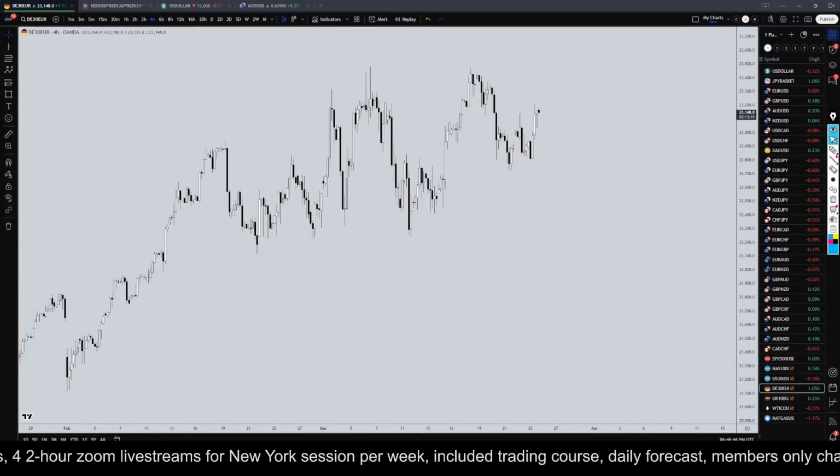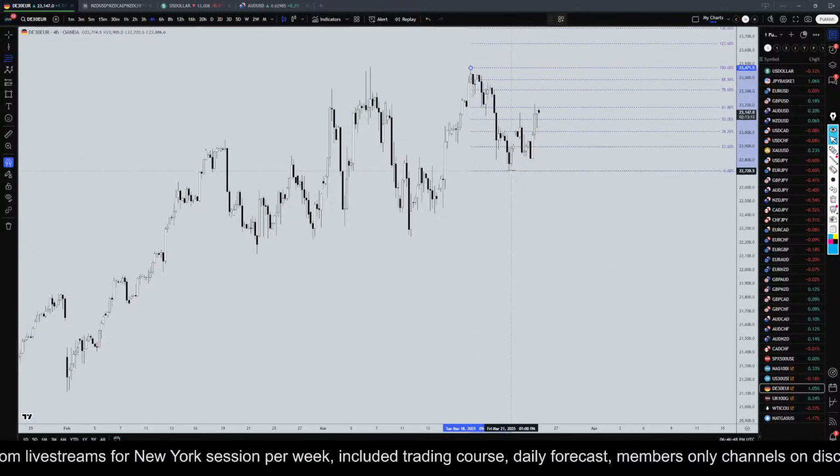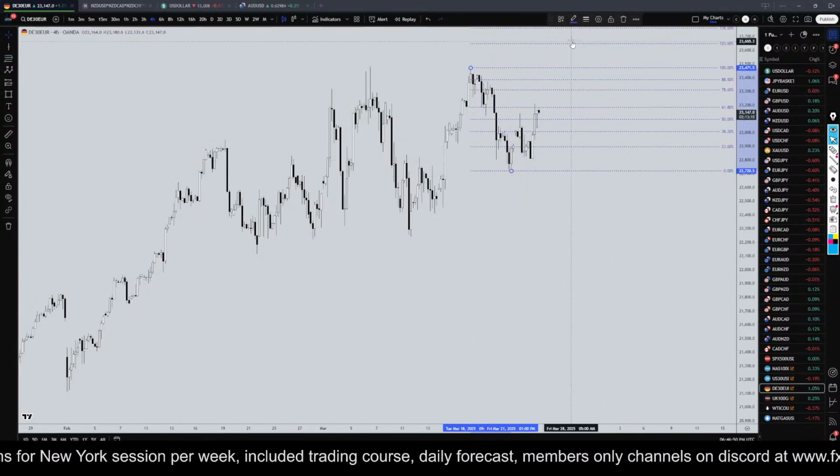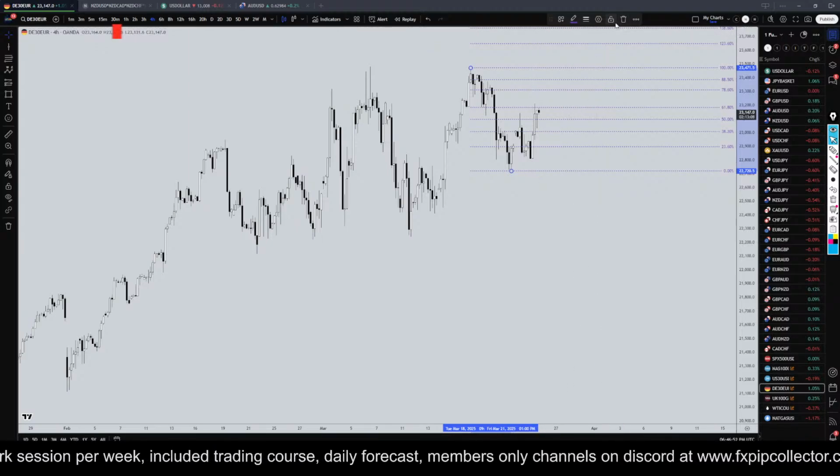Some more pound charts, like pound Canadian, pound Aussie.